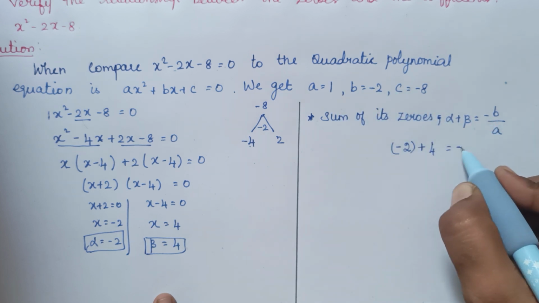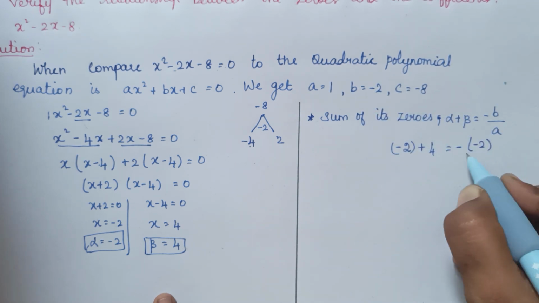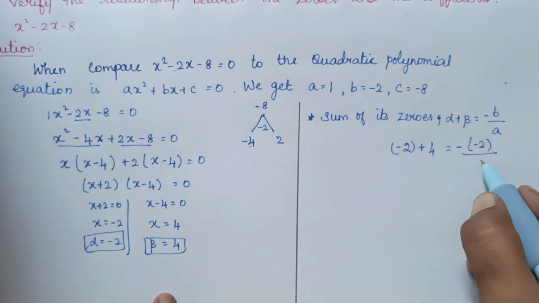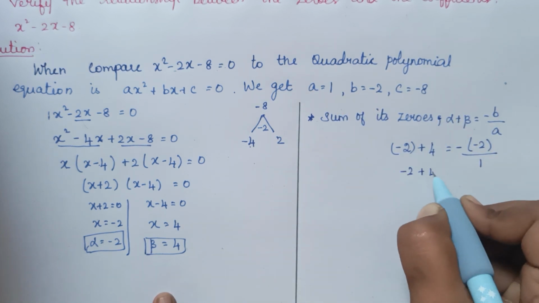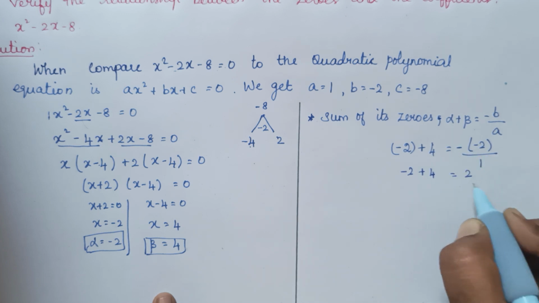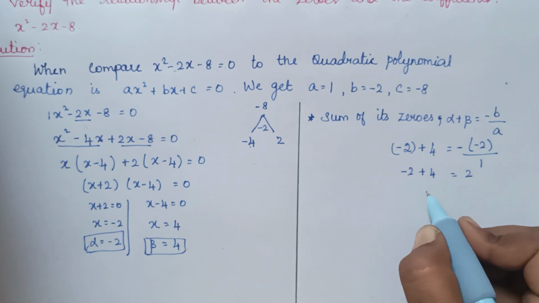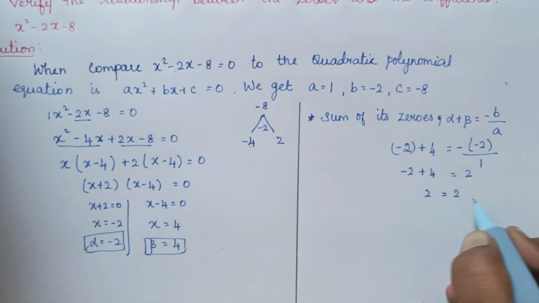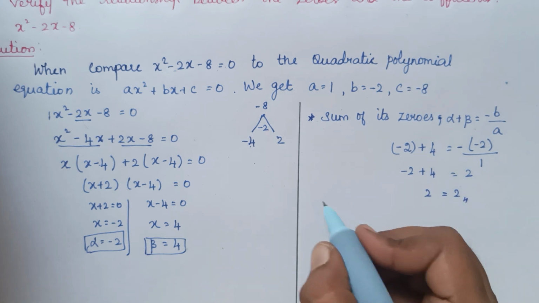Already the formula is one minus, and then you mention the b value: minus 2 by a, where a is equal to 1. Now minus 2 plus 4 is equal to, minus into minus is plus, so 2. The denominator is 1, so we don't need to mention that. Now minus 2 plus 4 gives plus 2, which is equal to 2. Okay, so both the answers are the same, hence it is verified.